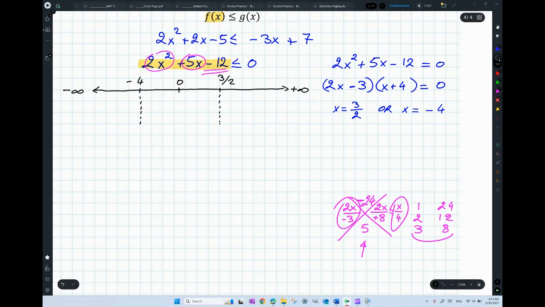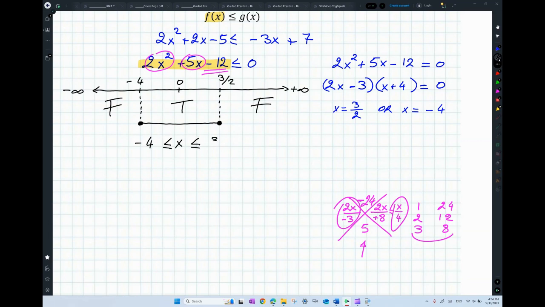True. Yes, it is. And each time I cross those boundaries, the true will become false and the false will become true. So what makes it true? It's this interval right here. X will be in between negative 4 and 3/2. And I'm using full circle, full dot, because it's less than or equal to. And then I will conclude, so therefore, x belongs to negative 4, 3/2.